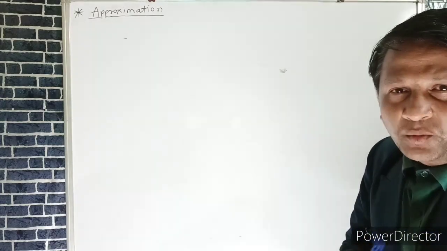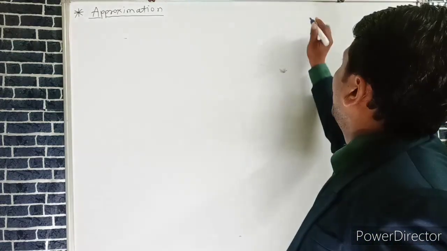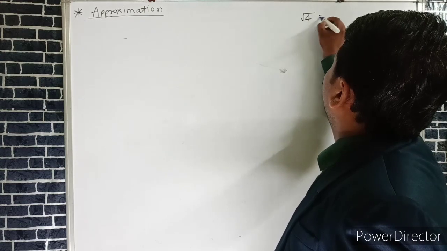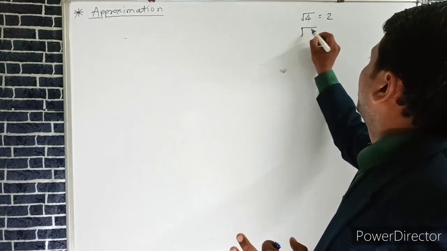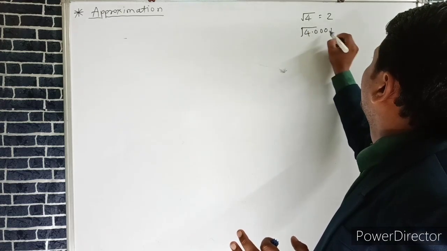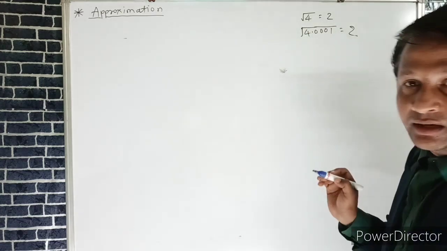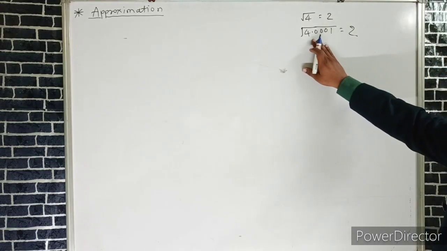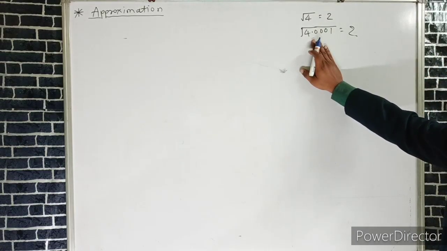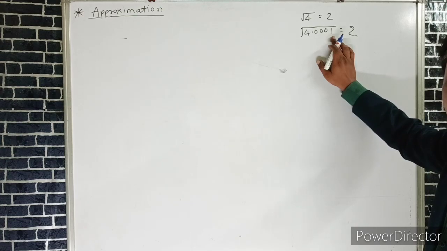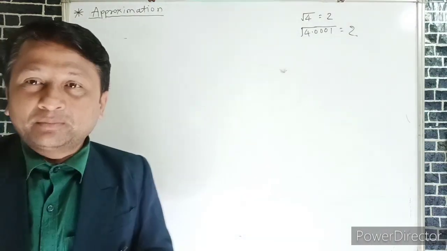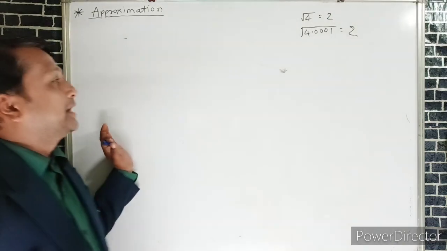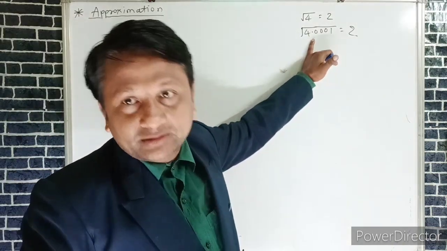So here it is clear that we know the value of under root 4 is 2, but we don't know the value of under root 4.00001. If we have to find the value of this under root of 4.00001, then we use the rules of approximation. By using the rules of approximation, we can find the value of these complicated expressions.